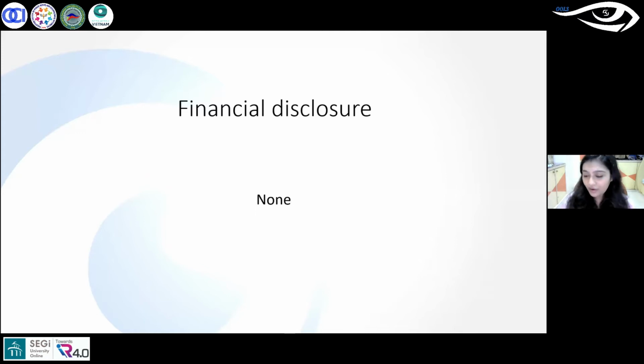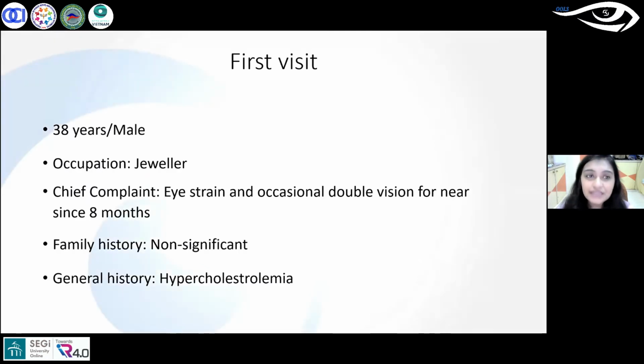amblyopia. All right. So, starting with this, the patient was a 38-year-old male who came to the clinic. He was a jeweler by profession. His chief complaint was eye strain and occasional double vision for near since 8 months. Family history was non-significant, and the patient had a history of cholesterol and was on medication for the same.